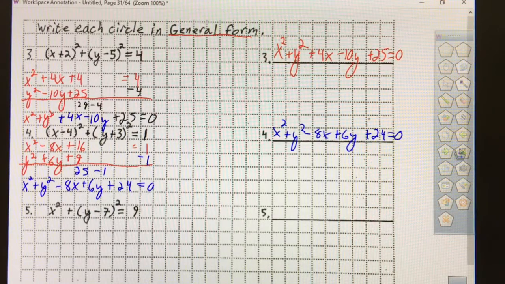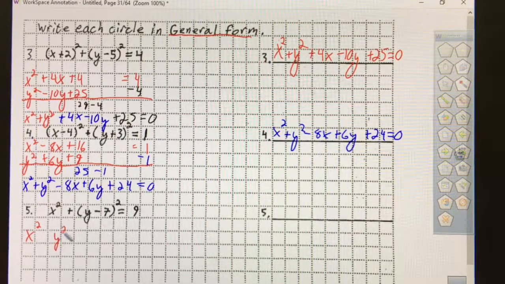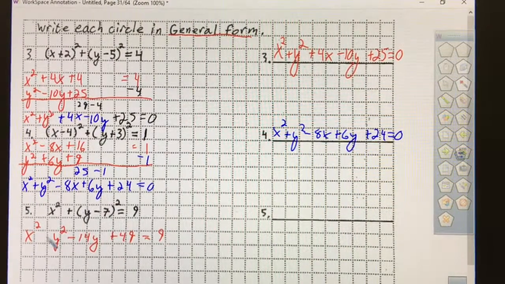This one I don't have to FOIL out. There's only an x squared term. So I'm going to bring that FOIL out version of this right alongside of it. So x squared comes down, and then I'm going to FOIL this out. That's going to give me y squared minus 14y plus 49 is equal to 9. And now I'm going to bring everything over, bring the 9 over, and rewrite this. This is actually an addition.